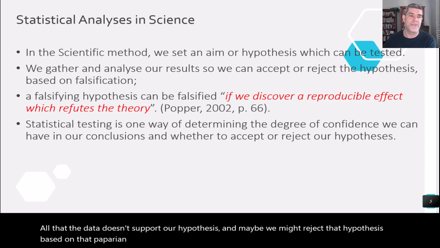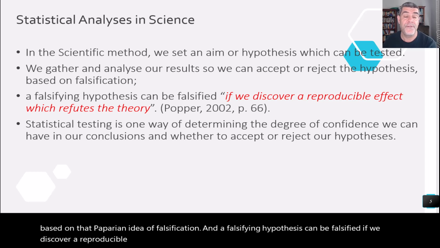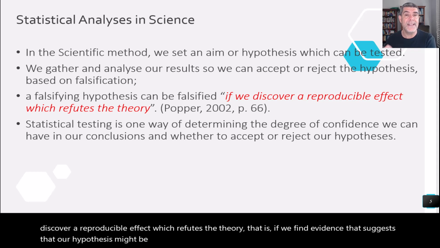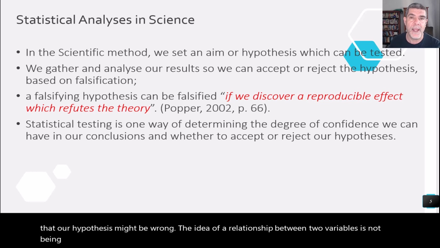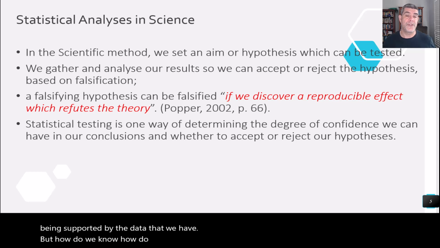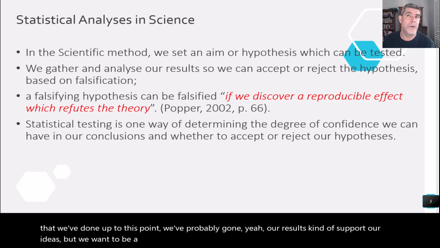Popperian idea of falsification. A hypothesis can be falsified if we discover a reproducible effect which refutes the theory. That is, if we find evidence that suggests that our hypothesis might be wrong. The idea of a relationship between two variables is not being supported by the data that we have. But how do we know? How do we know to what degree? And most of the time, with the experiments that we've done up to this point, we've probably gone, yeah, our results kind of support our ideas, but we want to be a little bit more deliberate than that.